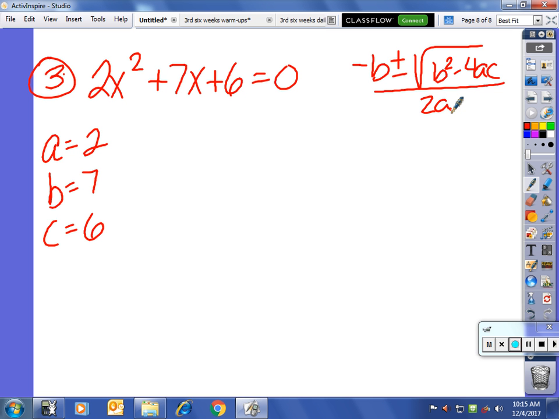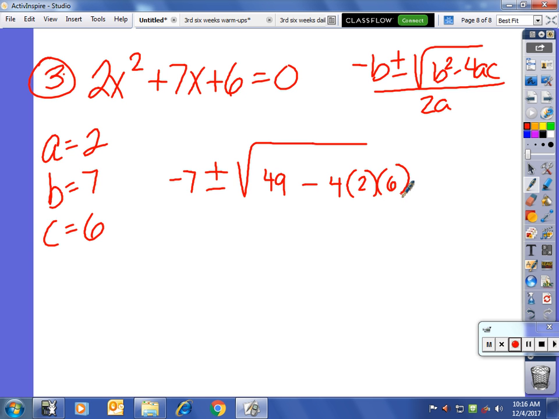Yes, the very first thing you do is take the opposite of B. The opposite of B is going to be negative 7 here. No. Plus or minus the square root of B squared. What's 7 squared? 49. Minus 4 times 2 times 6, all divided by 2 times A. And in this case, that's a 2. 2 times 2.